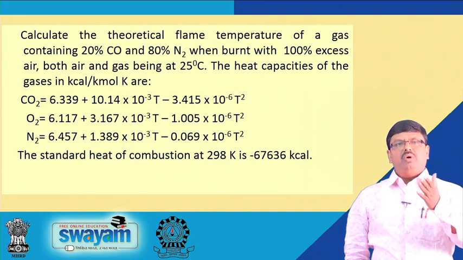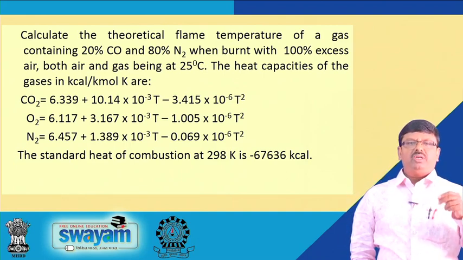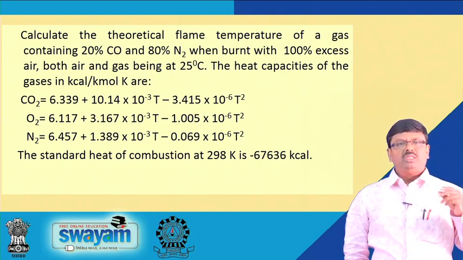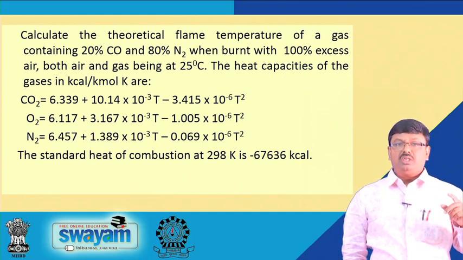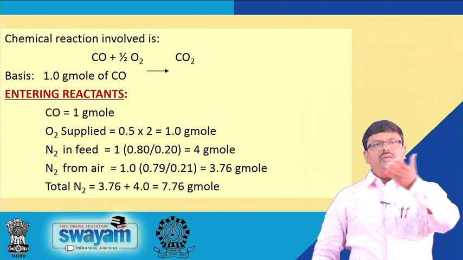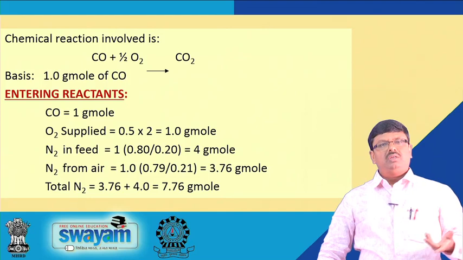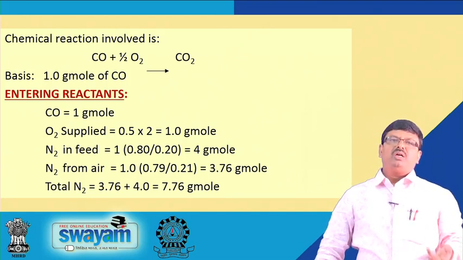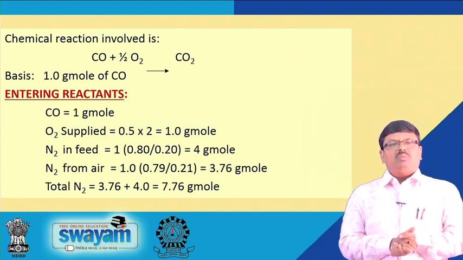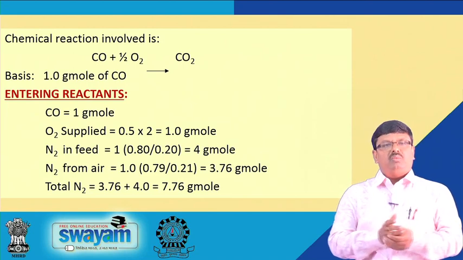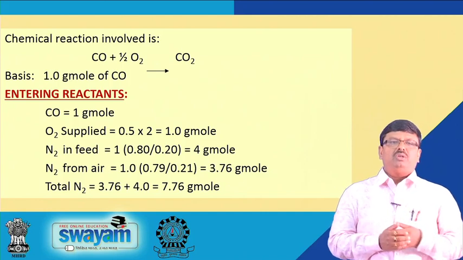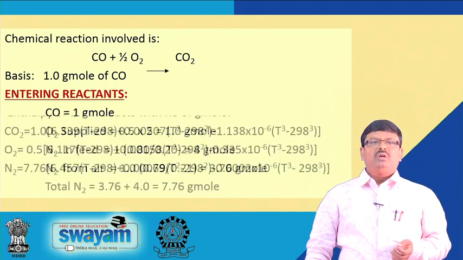Here this CO and nitrogen, so this is basically the mixture where this ratio is to be considered, but the only thing is where this carbon dioxide, oxygen and nitrogen, the Cp is not necessarily assumed to be constant, this is varying with respect to the temperature, and that has been given. So, here the chemical reaction as usual, these are the equations that we will be considering, the basis that you have chosen is 1 gram mole of CO. Entering reactants: carbon monoxide, this is 1 gram mole, oxygen supplied, this 0.5 multiplied by 2, this is 1 gram mole, nitrogen in feed, this is 1 gram mole, nitrogen from air, this is 3.76. So, total nitrogen this is 7.76 gram mole.